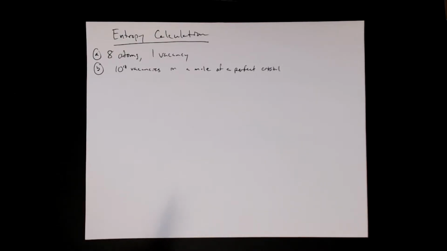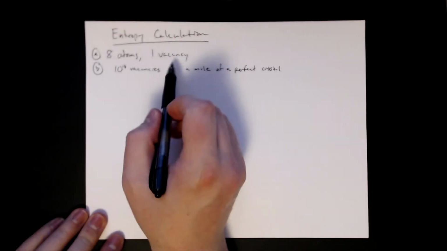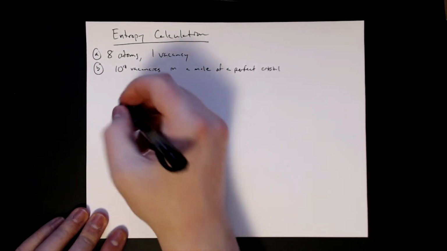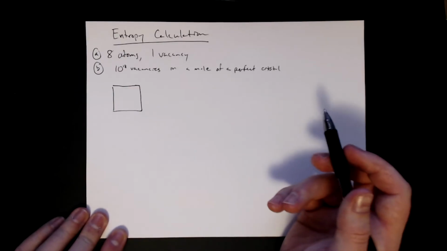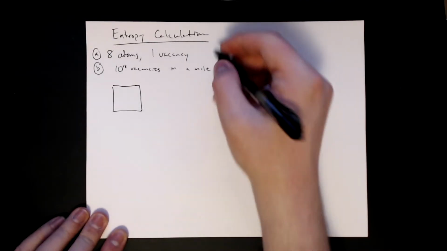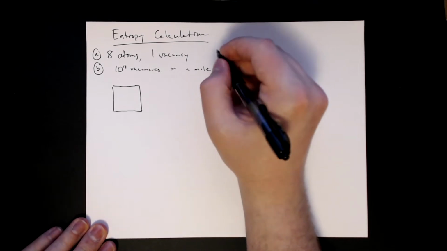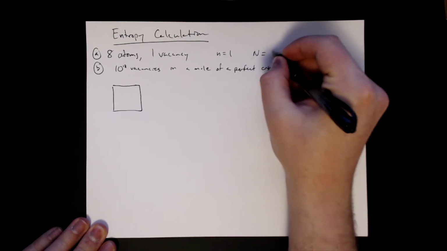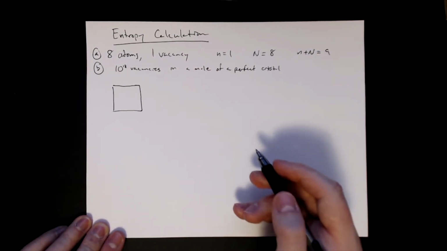All right, so let's work through this entropy calculation. And we start with a system that has 8 atoms and 1 vacancy. So we start small just so we can make some comparisons to much larger systems. And since it's so small, we could actually just draw this one, right? We could sketch it. There's 8 atoms and 1 vacancy. So that means that n, lowercase n that we talked about, that was the number of defects. So n equals 1. Capital N was the number of atoms, and N plus n is going to be 9, right? So there's 9 total sites.